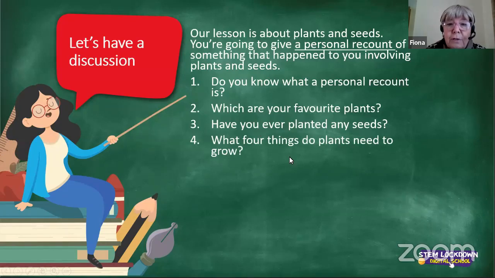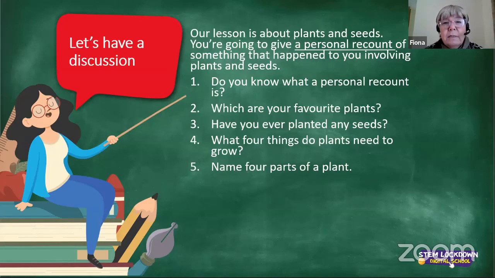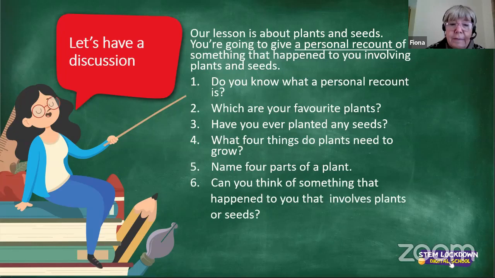What 4 things do plants need in order to grow? Do you know what they are? Sunlight, and so on. What do you think? What 4 things? Number 5, can you name 4 parts of a plant? When you look at a plant, what 4 parts can you see? And number 6, to get to our main activity of this week, can you think of something that happened to you in the past that involves plants or seeds or flowers or a tree, something like that?